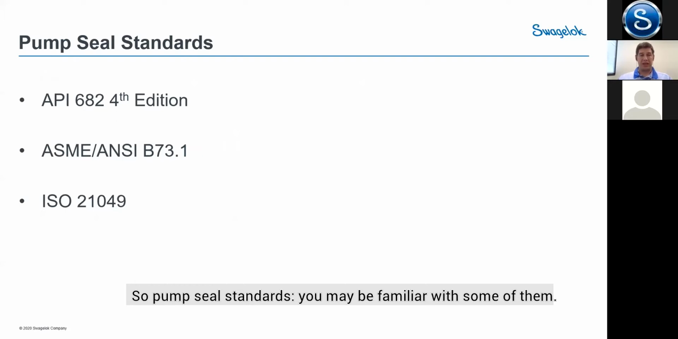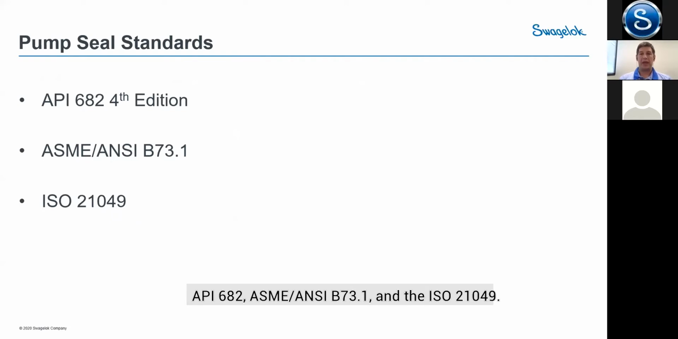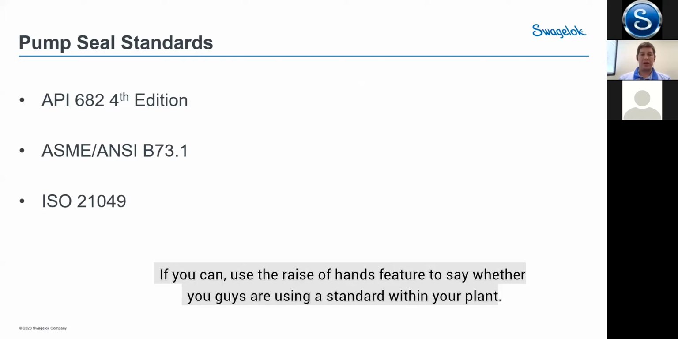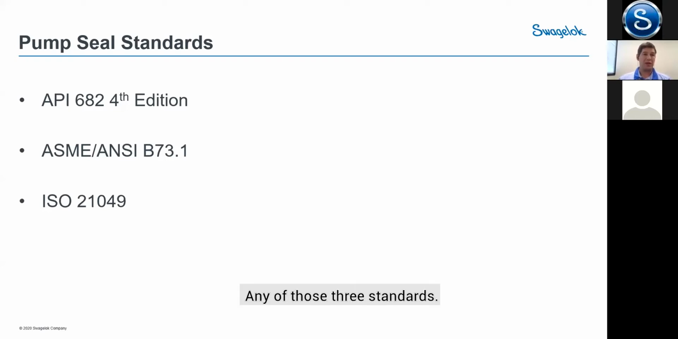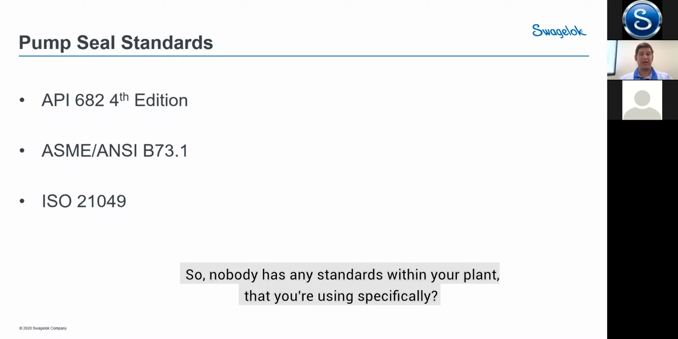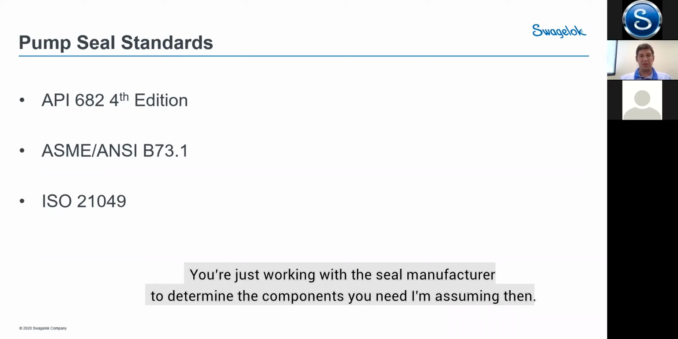So pump seal standards, you may be familiar with some of them: API 682, ASME ANSI B73.1, and then the ISO 21049. If you can, use the raise of hands feature just to say whether you guys are using any specific standards within your plant, any of those three standards. So nobody has any standards within your plant that you're using specifically. You're just working with the seal manufacturer to determine the components you need, I'm assuming then.